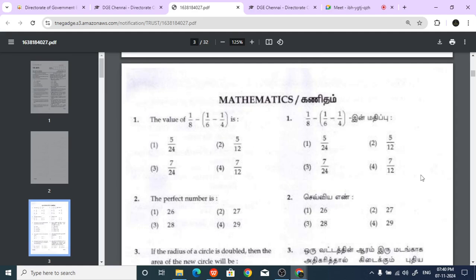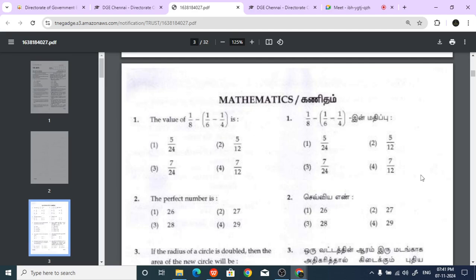When do we say a number is a perfect number? First you have to factorize the number. Suppose you factorize 26. What are the factors of 26? 1, 2, 13. Is there any other factor? 1, 2, 13.